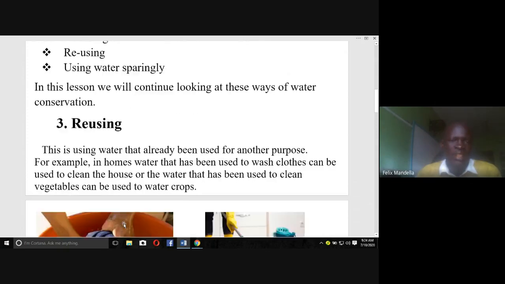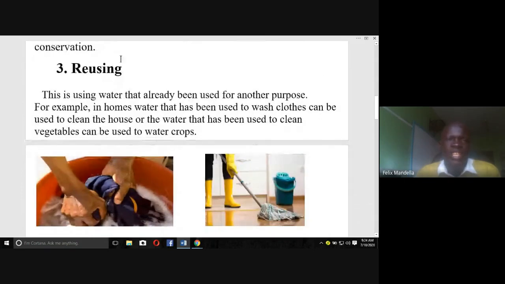So let us look at reusing water. Reusing, and we should add the word water. Reusing water. Let us look at reusing water. What is reusing water? This is our number 3 after harvesting rainwater and after looking at recycling. So what is to reuse? Remember in recycling, we said in recycling, water is treated. Used water is treated to make it suitable for use again. Here, we are talking about reusing water.